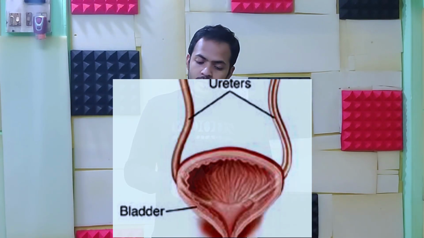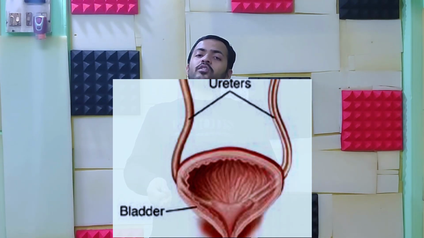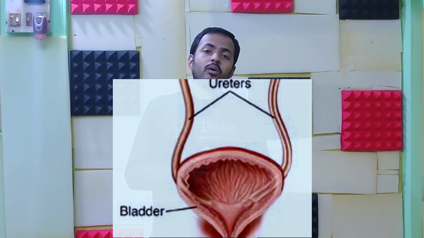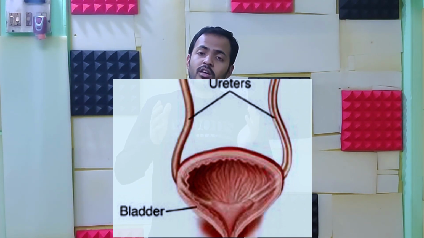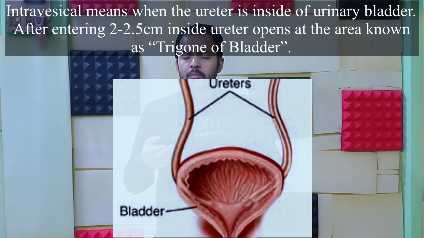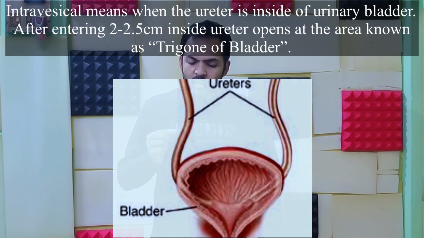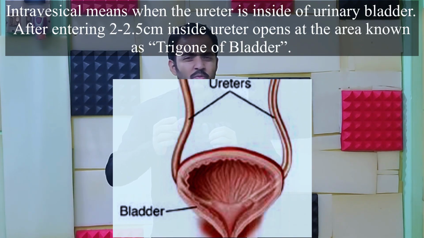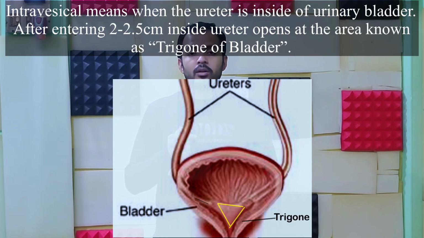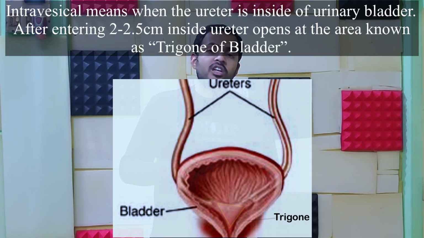Now the intravesical part, as you can see in this photo, when this ureter enters inside of our urinary bladder, okay, intravesical means vesicle, or as I said, urinary bladder is also known as the vesicle. Now intravesical part means when the ureter enters into the urinary bladder, after going around 2 to 2.5 centimeter, it ends at the opening of the bladder. This opening area is known as trigone.